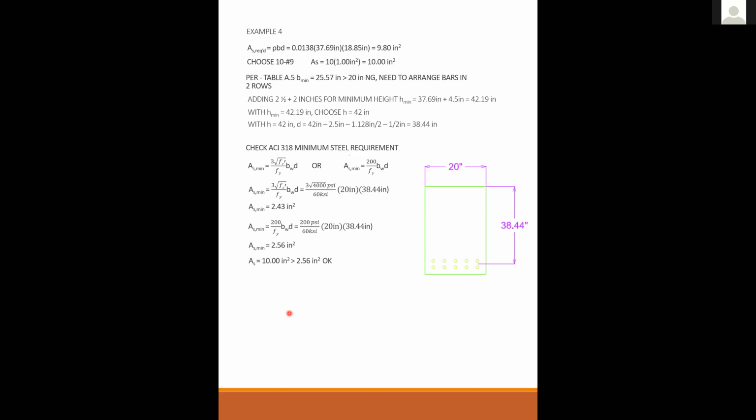What table is it again, Professor? 8.7 on page 598. And 4,000 and grade 60, and minimum flexure. Okay. So that's 0.0033. So if I take 0.0033 times 20 times 38.44, what I get is 2.54, which is really close to 2.56.